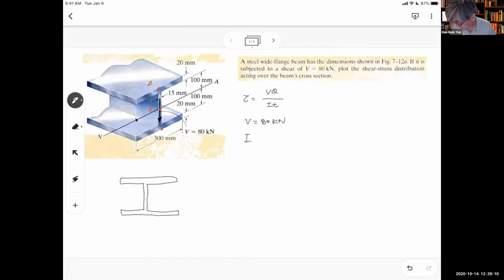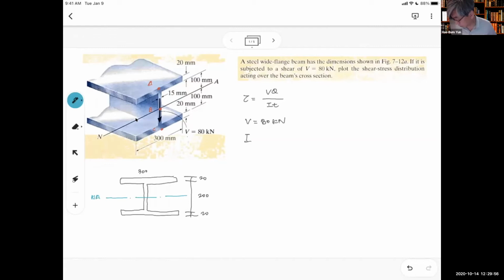So this is a 300. This is 20, 200, 20. And this is symmetrical, so I know that our neutral axis is at the middle. This is the neutral axis. So in this case, you don't have to really determine the neutral axis location. You can actually get it using the symmetry.